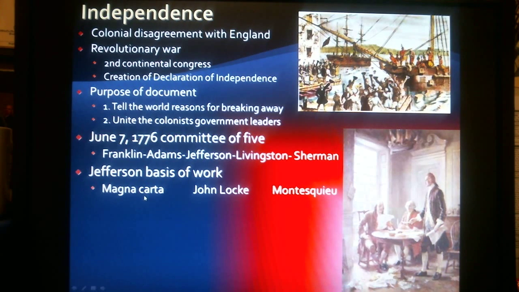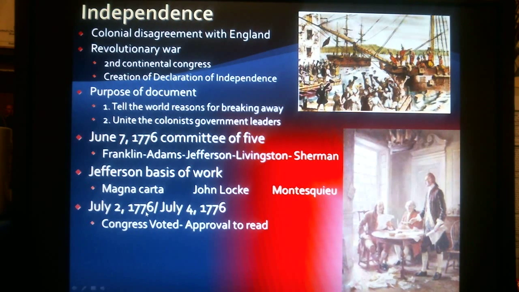So he borrowed from that. He borrowed from Locke, who was already long past dead. And a third person he borrowed a lot from was a French philosopher. His name was Montesquieu, and he believed in this concept of separation of powers. Don't give all your power into the control of one entity.